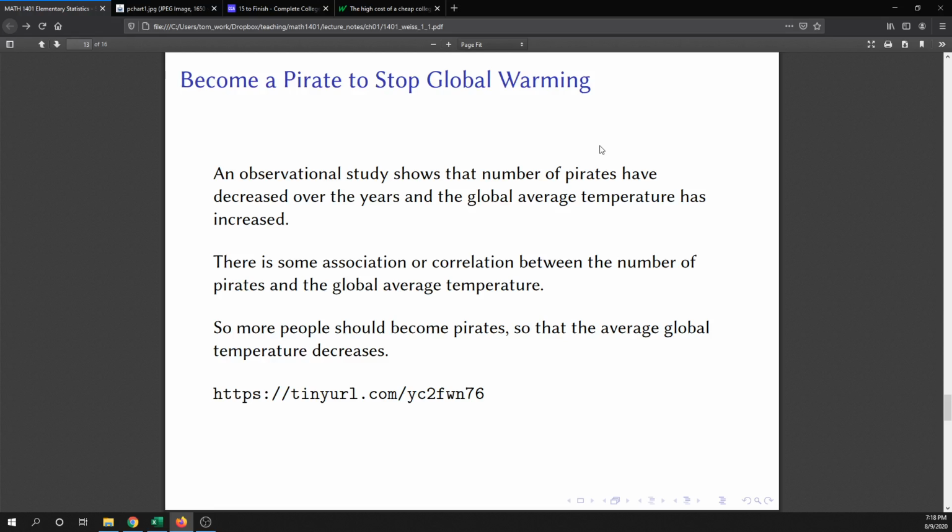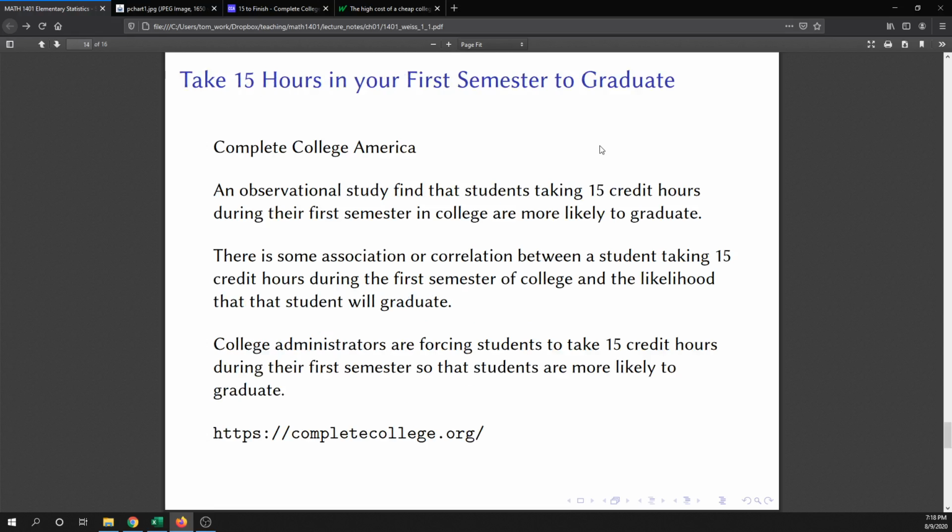There are a couple of other ones, and these are, to me, a little more serious because they affect people at our college. The first one is with Complete College America. They have an observational study, and they find that students who take 15 credit hours during their first semester in college are more likely to graduate. I believe that; that's probably true. So the recommendation is that we force everybody to take 15 hours during their first semester of college, and that will make the student more likely to graduate.